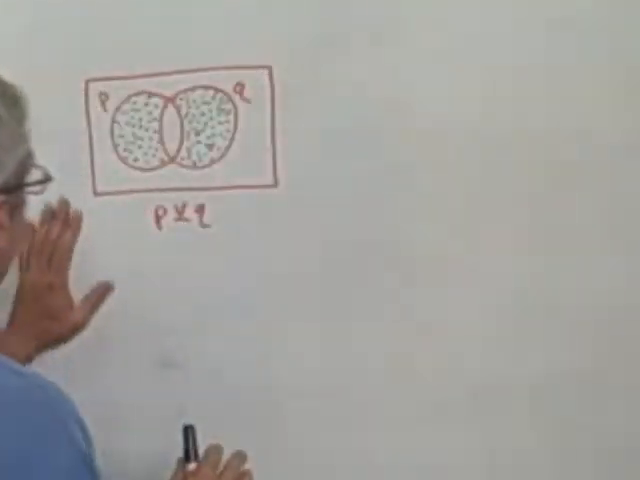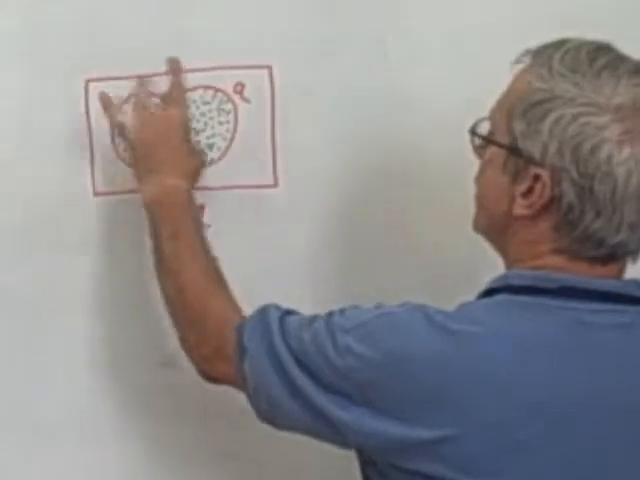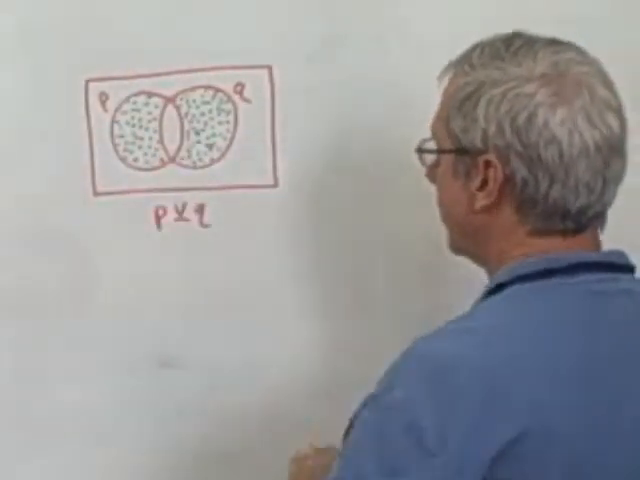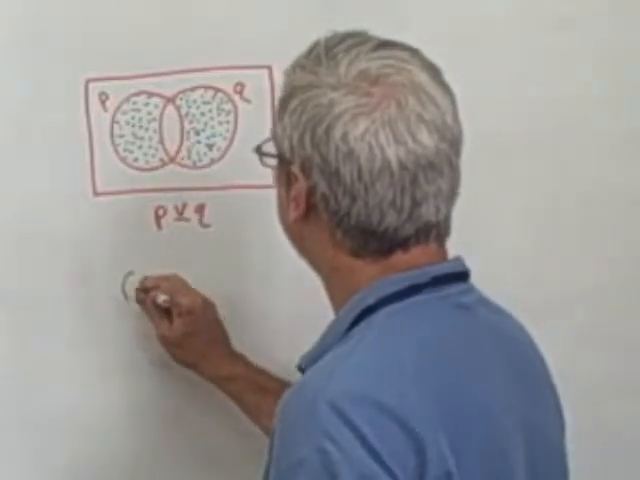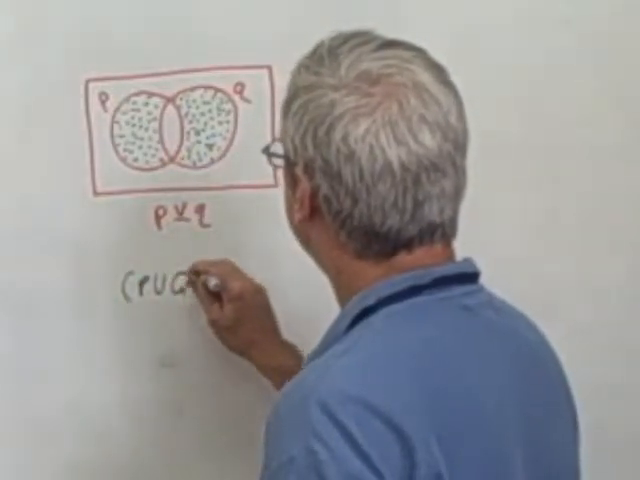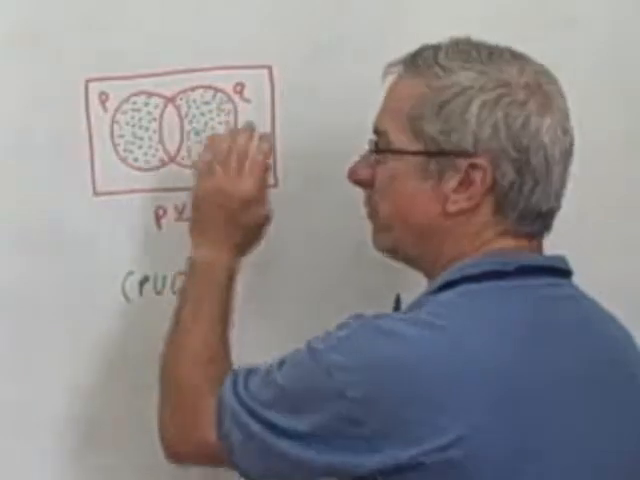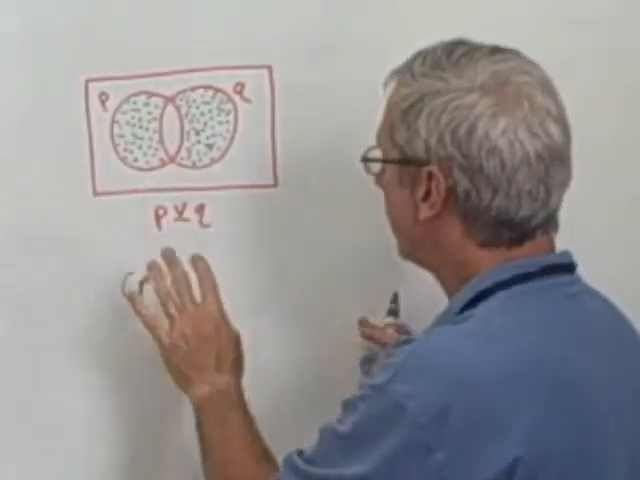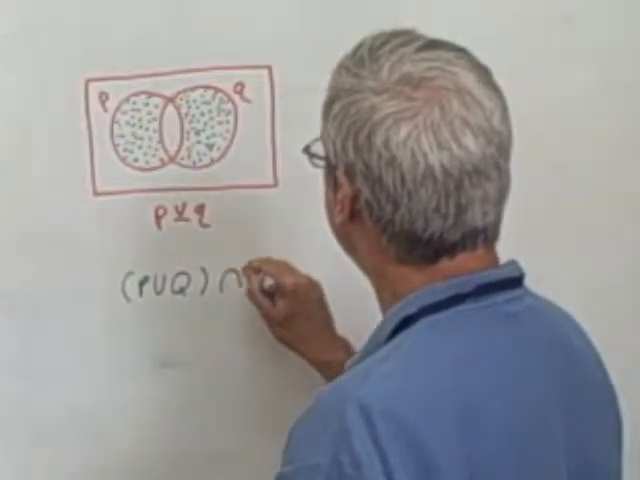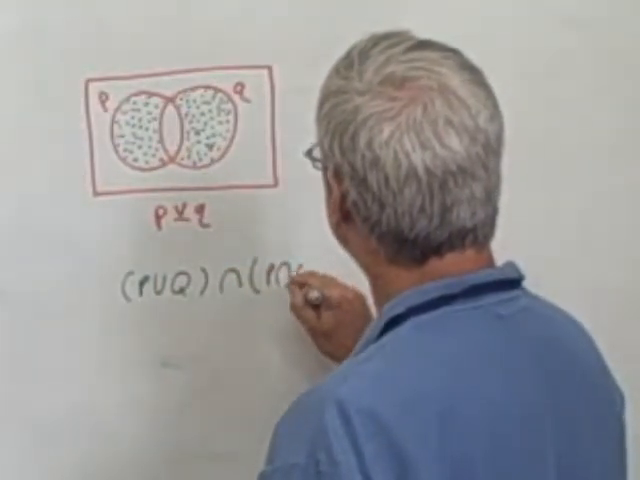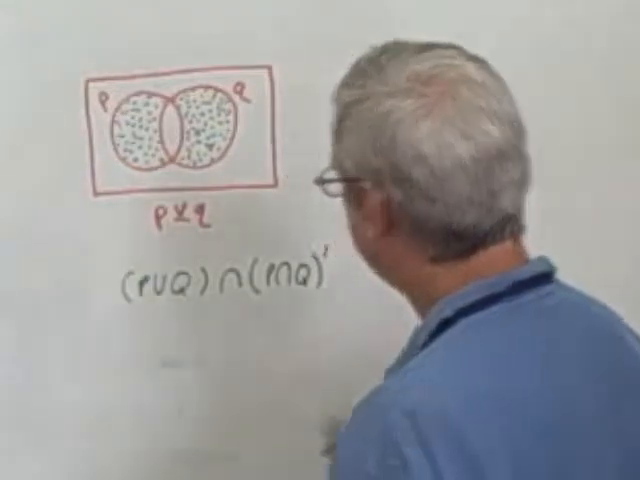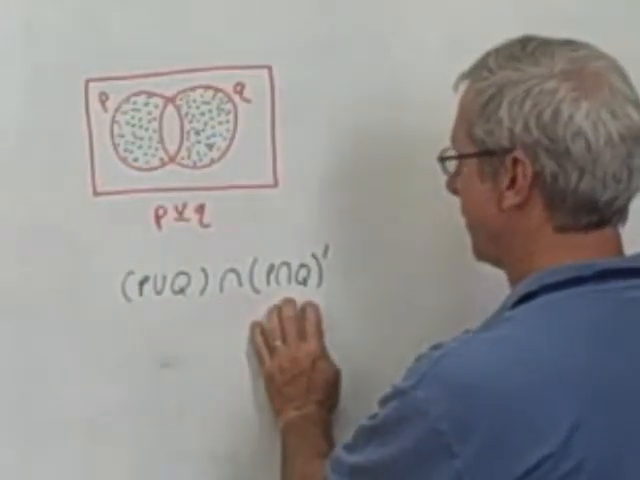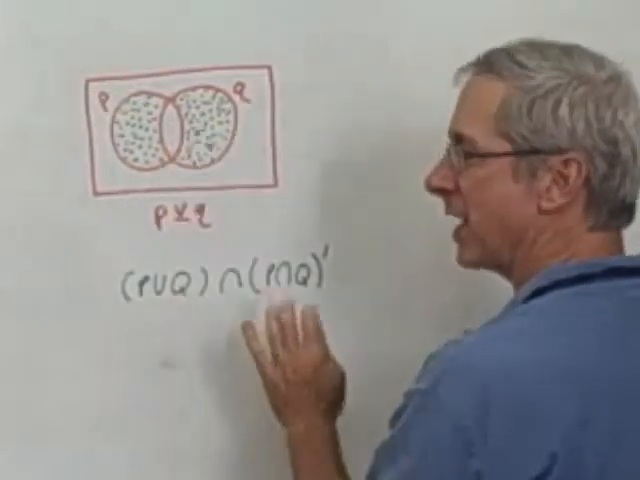What we want here is the part of P union Q that's outside of P intersect Q. So we start with P union Q, and that would be all of that figure eight shaped region. We want to exclude that center part. So what I'm going to do is intersect that with the center part's complement. So P union Q intersect P intersect Q's complement, that's the shaded region.